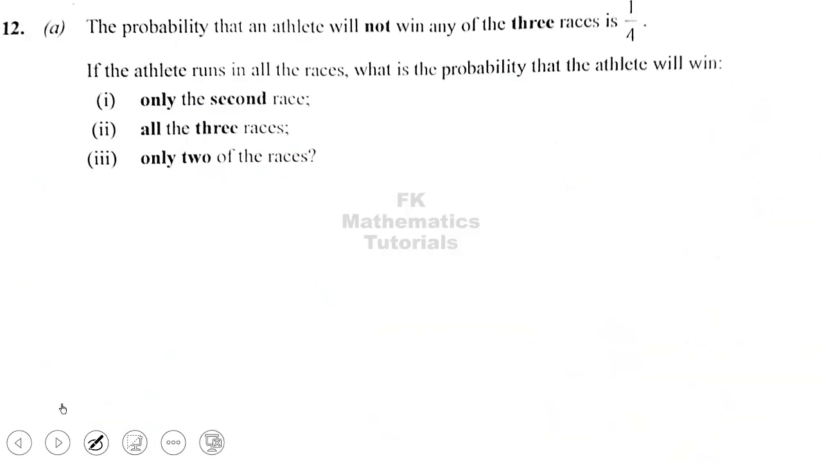The probability that an athlete will not win any of the three races is 1/4. If the athlete runs in all the races, what is the probability that the athlete will win (i) only the second race, (ii) all the three races, (iii) only two of the races? So let us begin.